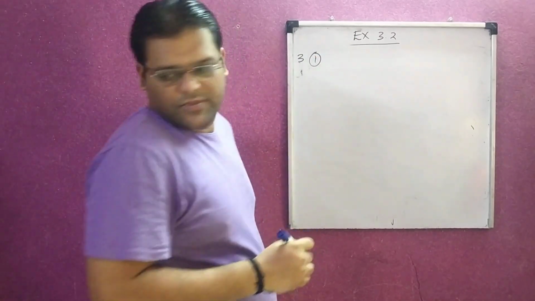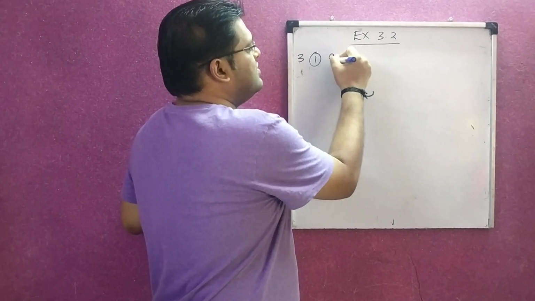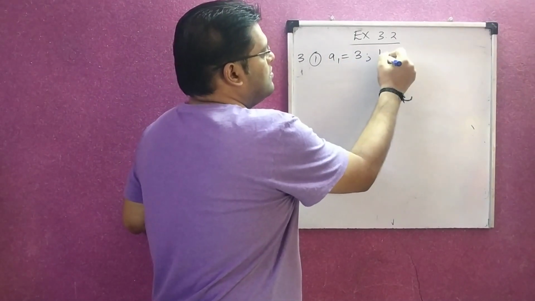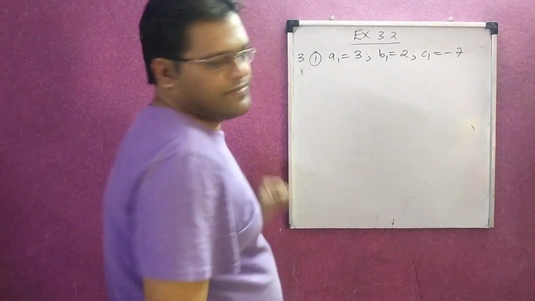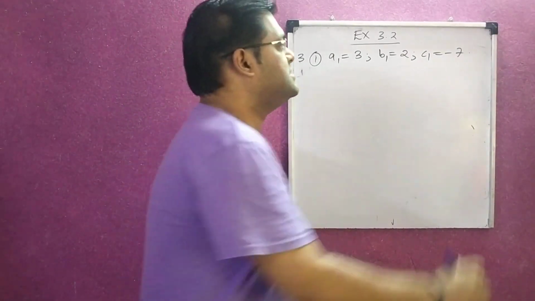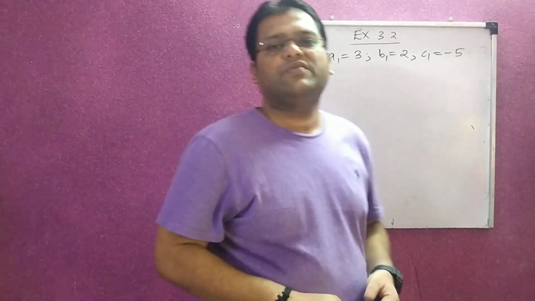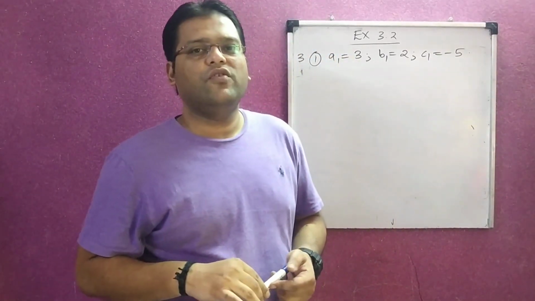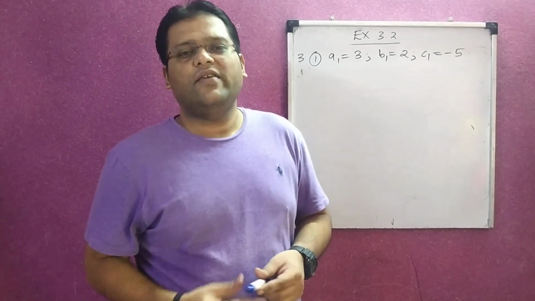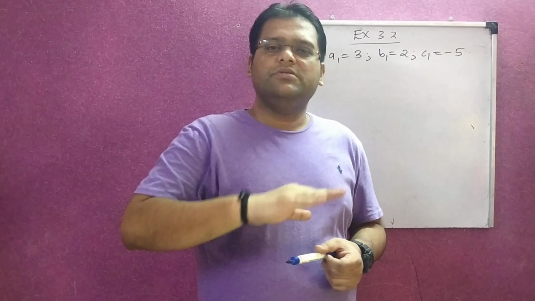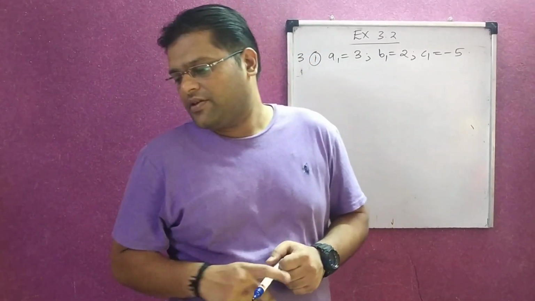First sub question. A1, B1, C1. A1 is 3, B1 is 2, C1 is minus 7. I'm sorry, minus 5. Now why am I writing minus 5? Because I told you in the previous question that the equations you have to form have to be in the standard form. That means the 5 you see on the right side will be shifted to the left side. Thus the sign becomes minus 5.